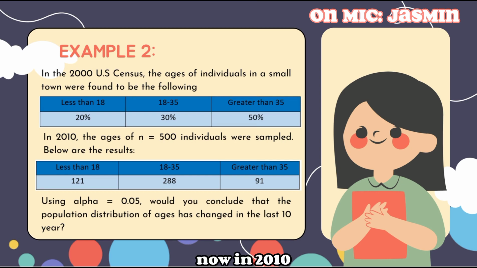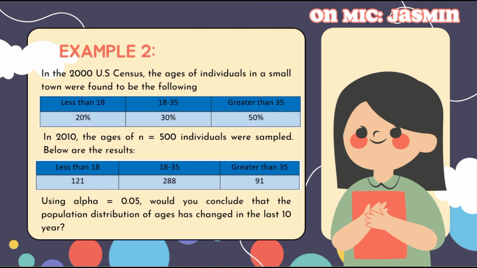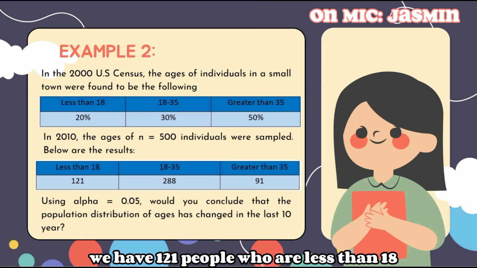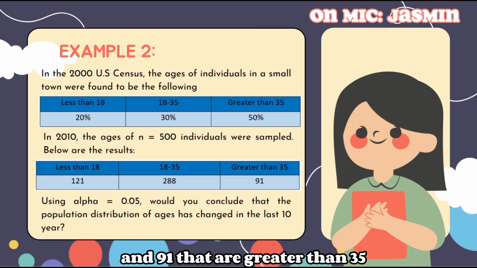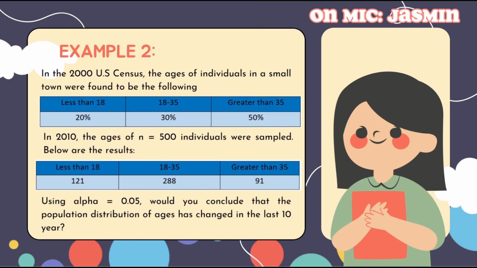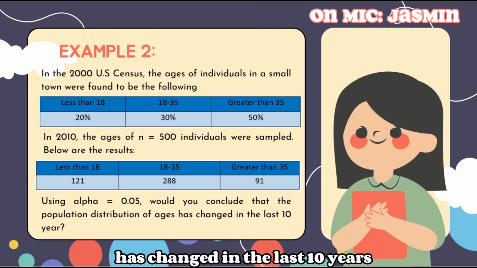Now, in 2010, the ages of 500 individuals were sampled. Below are the results. We have 121 people who are less than 18, 288 that are between 18 and 35, and 91 that are greater than 35. Using alpha 0.05, would you conclude that the population distribution of ages has changed in the last 10 years?